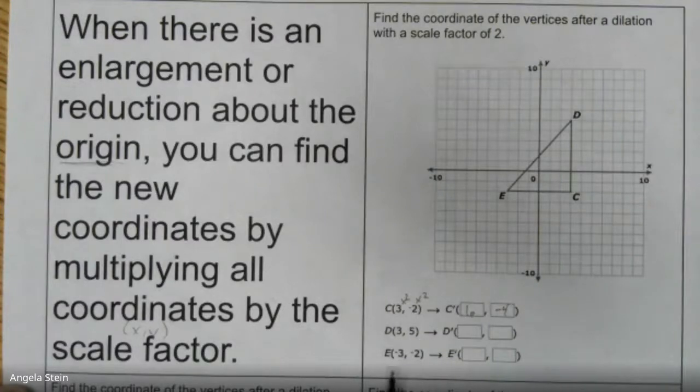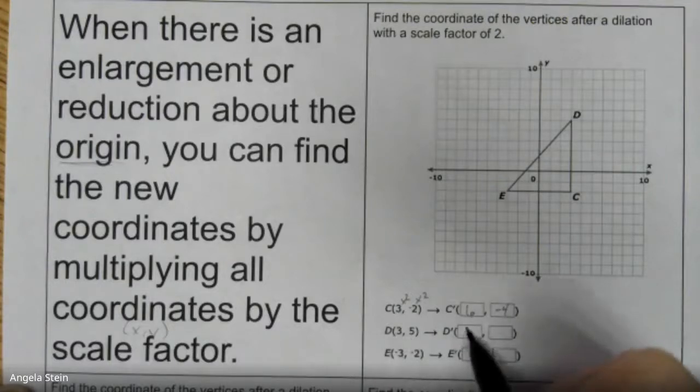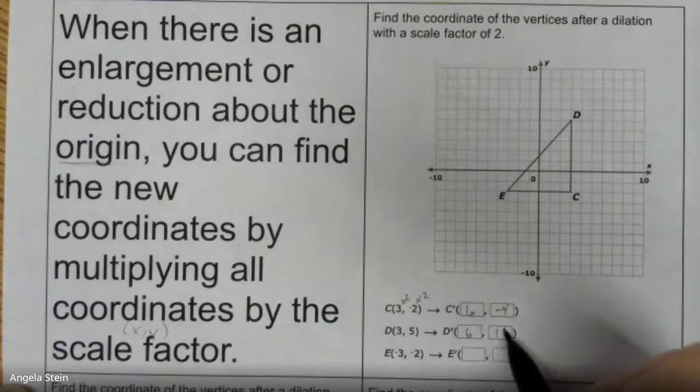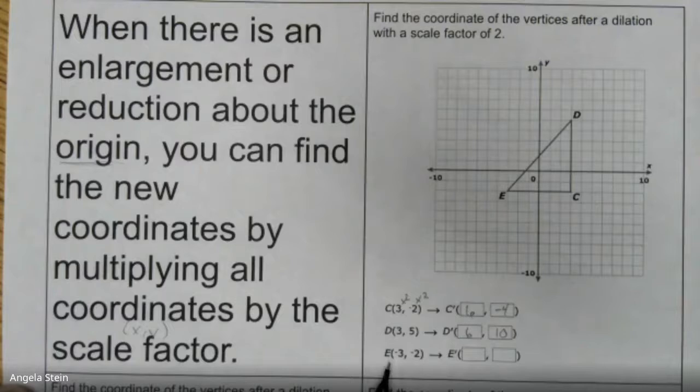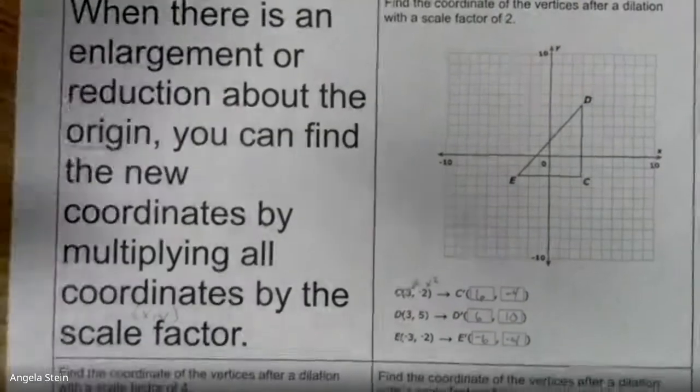And we work our way through each one. So D is 3 and 5. I'm going to multiply by 2. 3 times 2 is 6. 5 times 2 is 10. And then for E, my pre-image is -3, -2. But when I multiply both of those by 2, I have -6 and -4. So we're just multiplying both coordinates. You got to multiply the x and the y to make that happen.